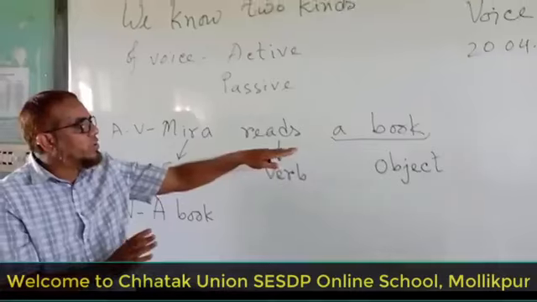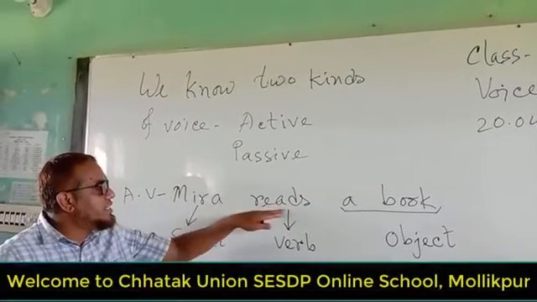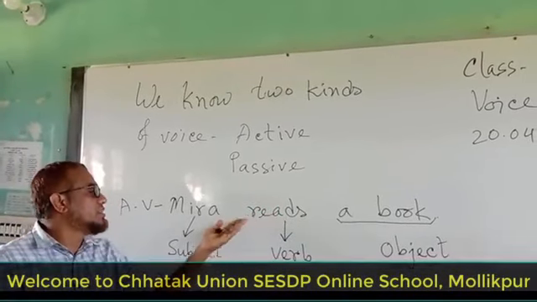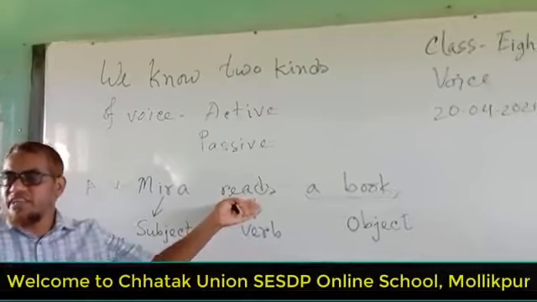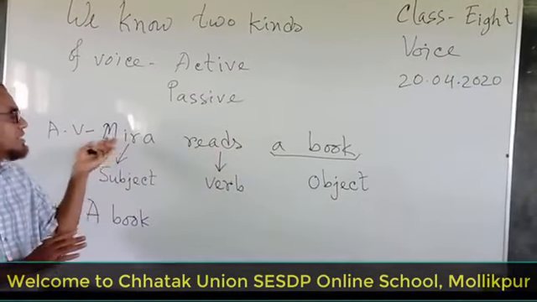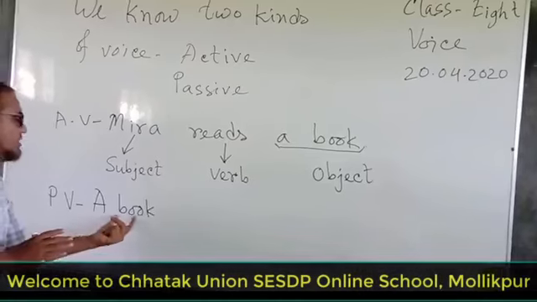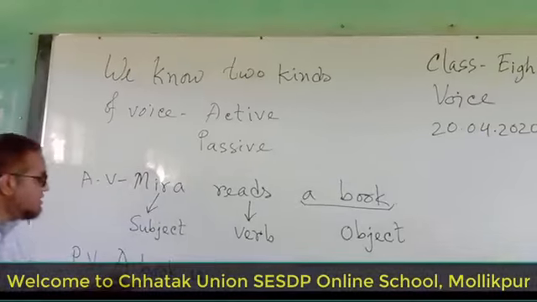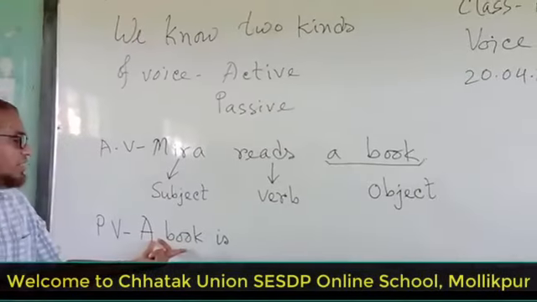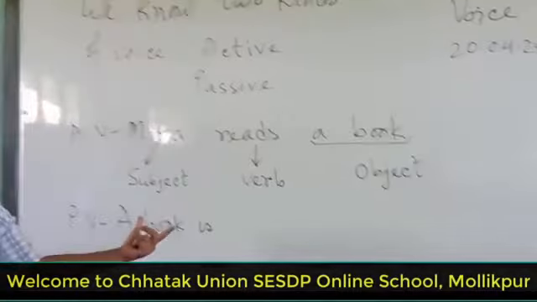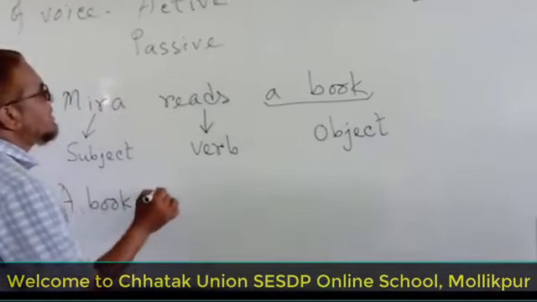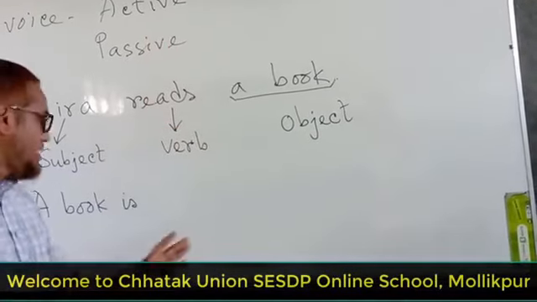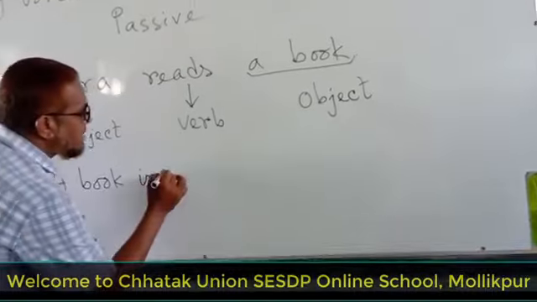Mira reads a book. Here, Mira reads. There's an S with read. So we can tell it is present indefinite tense. Present indefinite tense. So the auxiliary verb that will come here is is. It is third person singular number. So the auxiliary verb will be is. A book is. As we know, past read, past participle read. So a book is read.